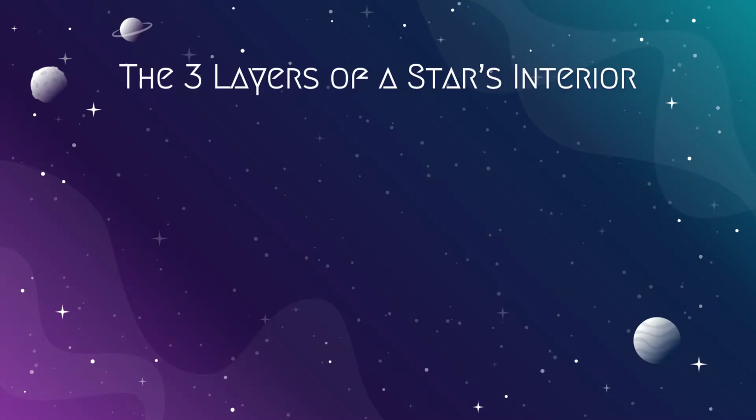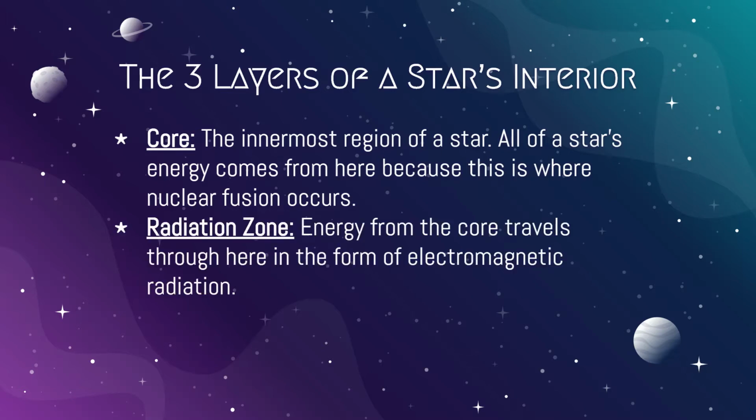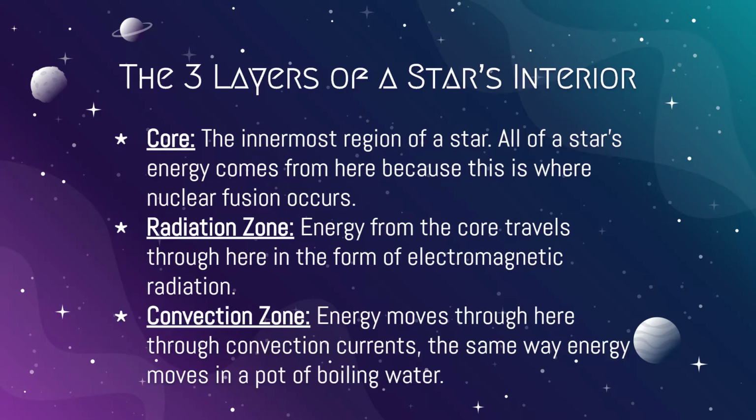There are 3 layers of a star's interior. The first is the core, which is the innermost region of a star. All of a star's energy comes from here because this is where nuclear fusion occurs. The radiation zone is where energy from the core travels in the form of electromagnetic radiation. And the third layer is the convection zone. Here, energy moves through convection currents, the same way energy would move in a pot of boiling water.